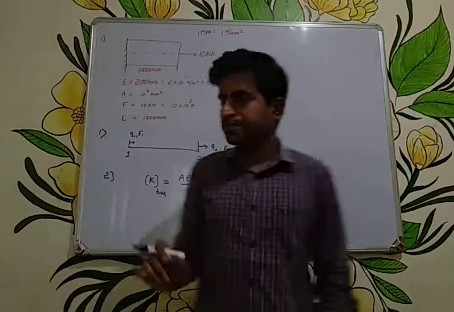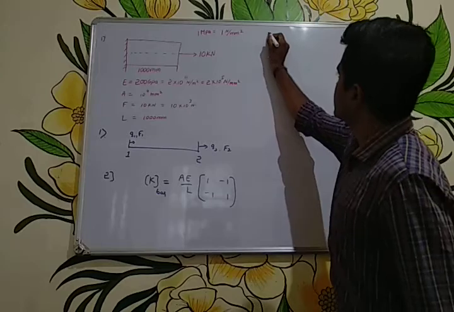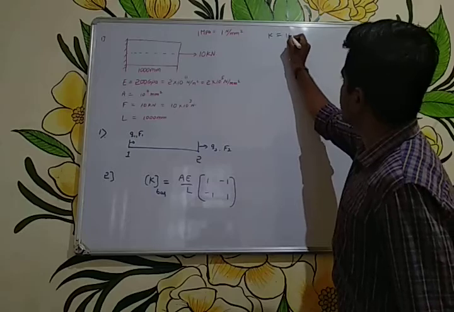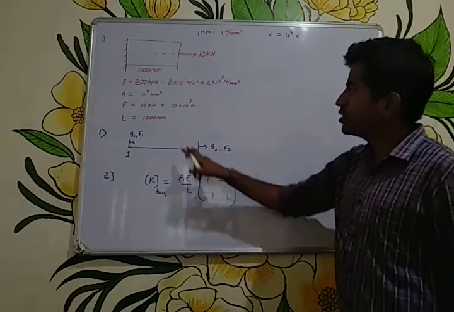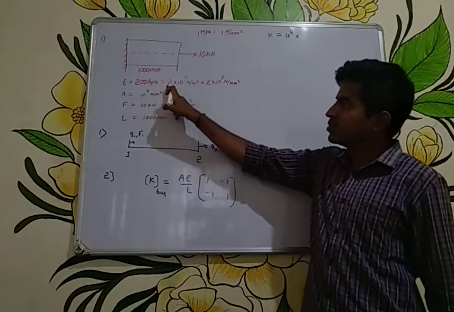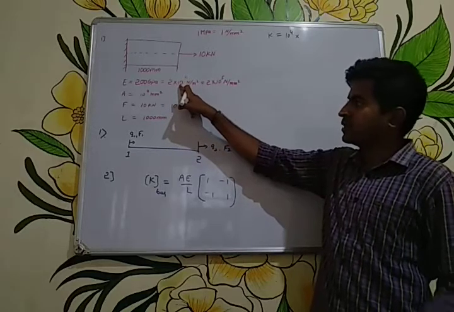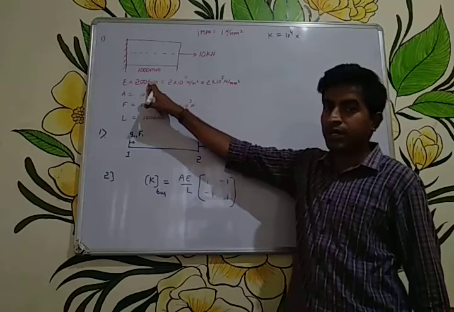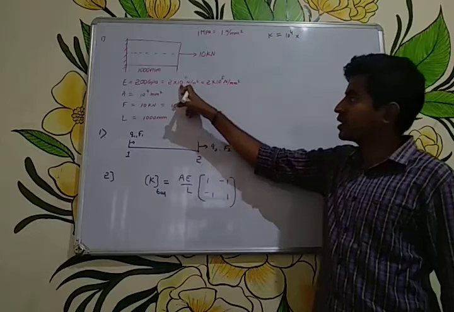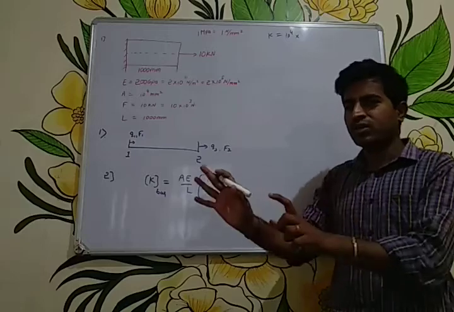Okay, so now here AE by L [1 -1; -1 1] is there. Just put in this formula. What is the area? Area is 10 to the power 4 mm squared, and Young's modulus, the given data, is 200 GPa, that is gigapascal. That can be converted into Newton per meter square, that is 2 into 10 to the power 11, because giga is nothing but 10 to the power 9, then these two zeros make it 10 to the power 11 Newton per meter square. But from the problem point of view, let us convert all the units into Newton and mm.